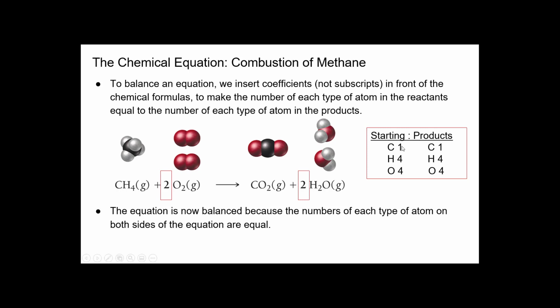So carbon's first, so I have a carbon. I have hydrogen and I have oxygen. So let's look at this. I would write this out. I have 1 carbon, and I would write carbon. I would look, and I have 1 carbon. I go to hydrogen. I have 4.